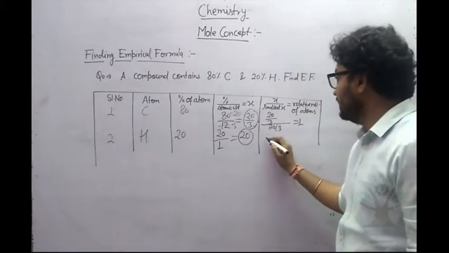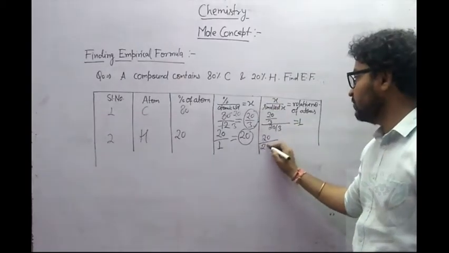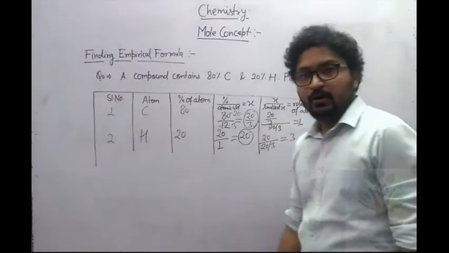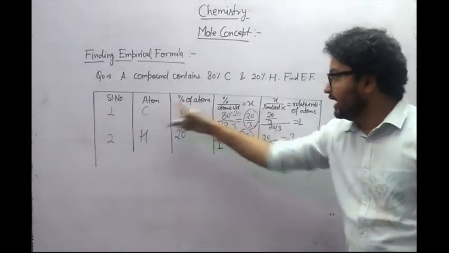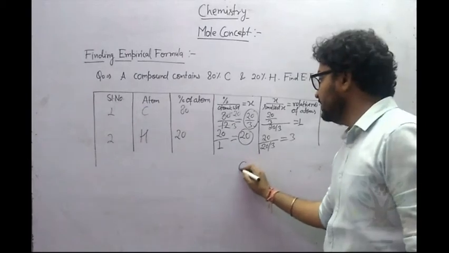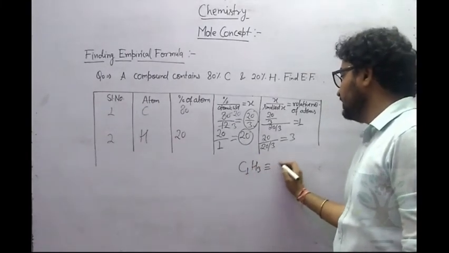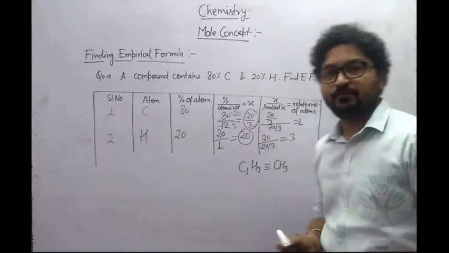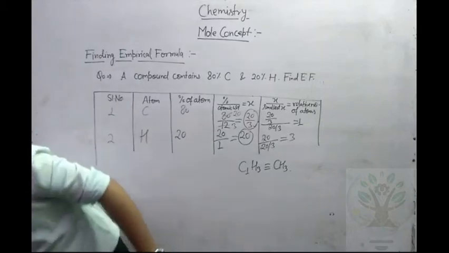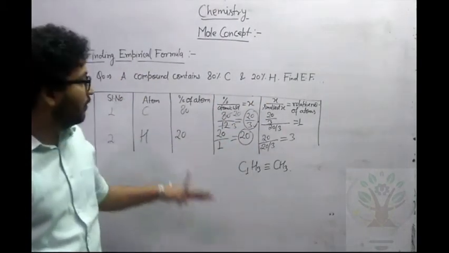Okay, see here. Divide this 20 by the smallest of X. What is the smallest of X? 20 by 3. How much will you get? 3. So now, relatively, your carbon is 1 and hydrogen is what? 3. So the empirical formula will be C1H3 or simply CH3. Are you getting this? Okay. This is how we draw the table. If you follow these steps, you can easily find the empirical formula.